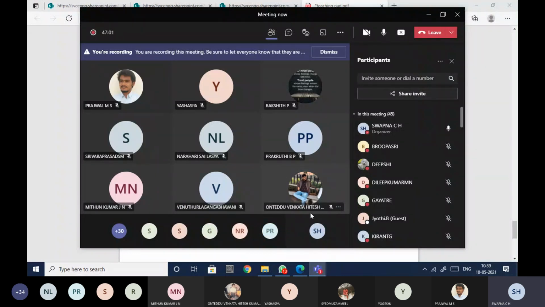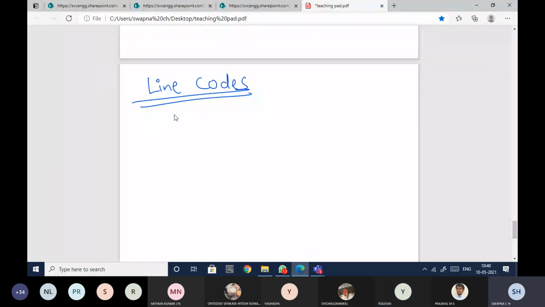See, in digital communication, which data will be processed? Analog data or digital data? Digital, ma'am. Okay, fine, so digital data. Digital data, in the sense, it will be either a 0 or a 1. So you have to represent this 0 or 1 in terms of voltage levels. Generally we will represent 1 with high voltage and 0 with low voltage, right?